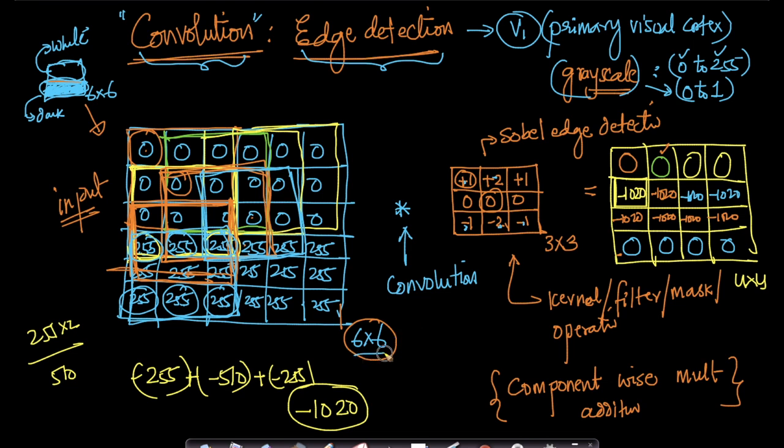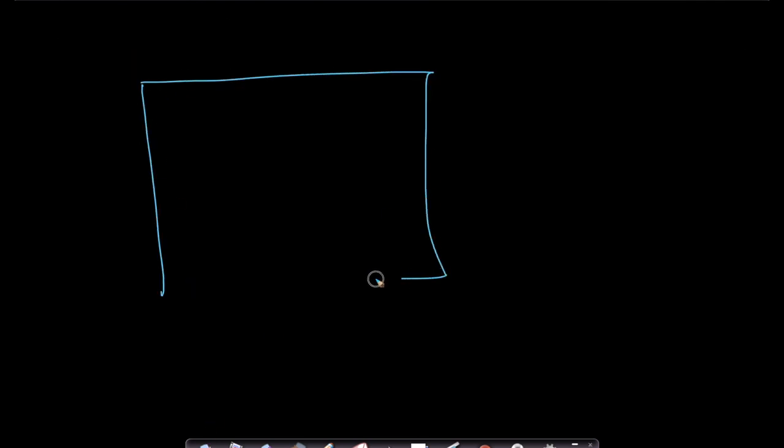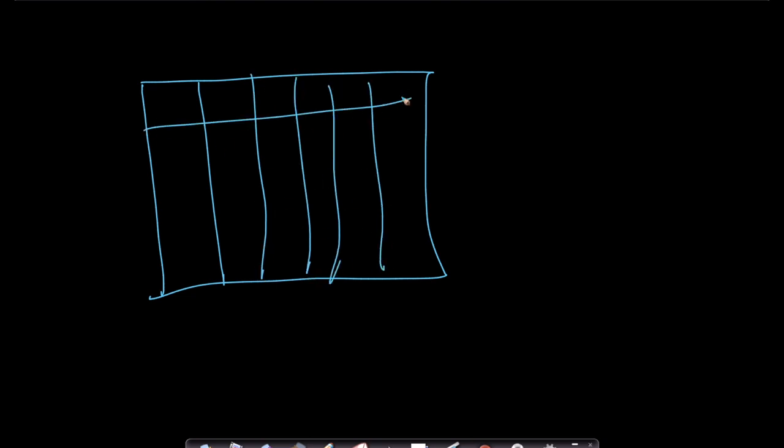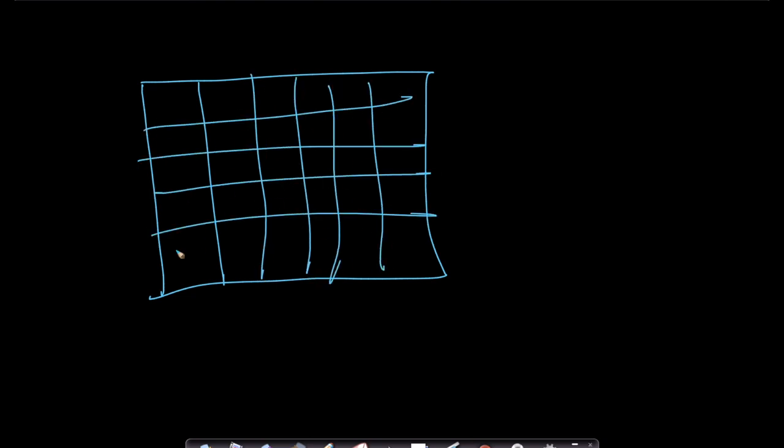Remember, we had a 6 by 6 input matrix. We had a 3 by 3 kernel. And our output matrix is 4 by 4. Why is it 4 by 4? Because I can't create 6 by 6 out of it. Right? How many 3 by 3s? Look at it. If I have a 6 by 6 matrix here, 1, 2, 3, 4, 5. 1, 2, 3, 4, 5.